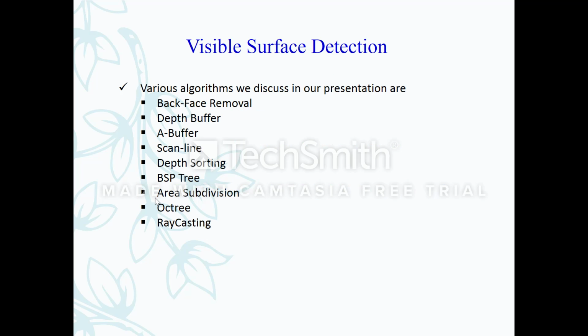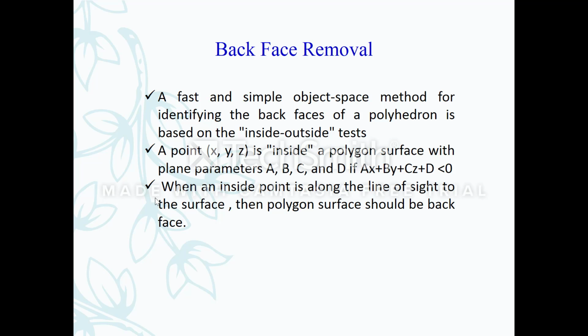In our presentation, we're going to discuss all these algorithms one by one. First is backface removal, and the second is depth buffer. Third, A-buffer, which is an extension of the depth buffer, and the skyline algorithm, depth sorting, BSP trees, binary space partition trees, area subdivision, octrees, and the final one is ray casting. So first we're going to discuss backface removal.